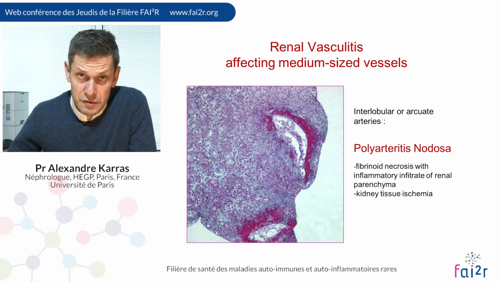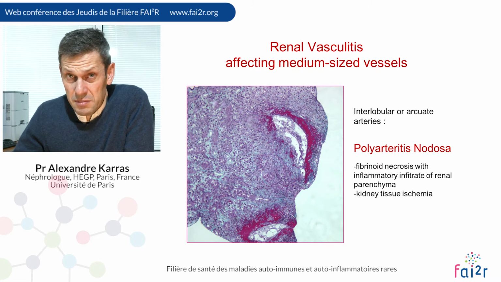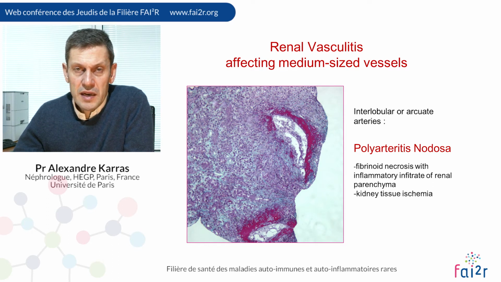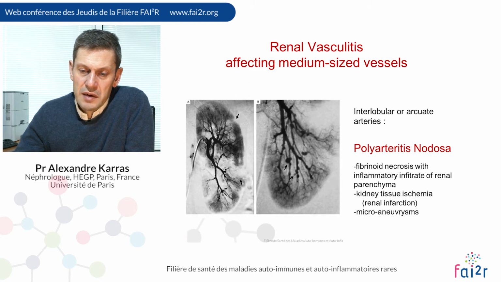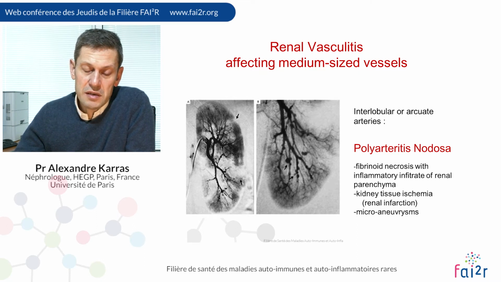Are the other vessels of the kidney impacted by vasculitis? Yes, in some diseases. When medium-sized vessels are affected, such as interlobular or arcuate arteries, we can have what we call the polyarteritis nodosa vasculitis. It will lead to the necrosis of the medium-sized vessels and to kidney tissue ischemia that will lead to renal infarction and formation of microaneurysms.